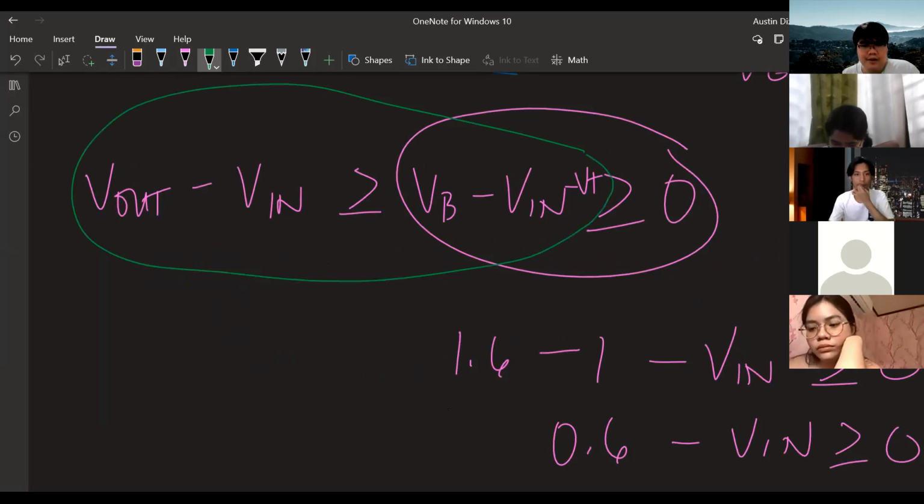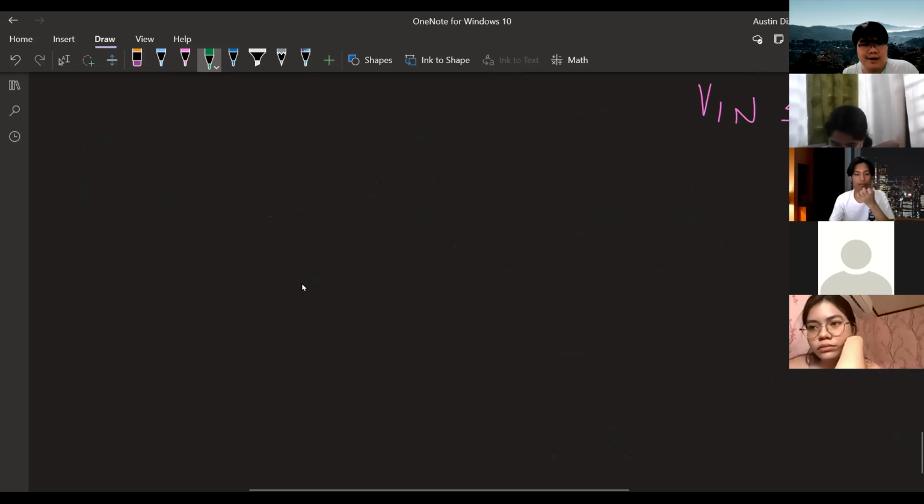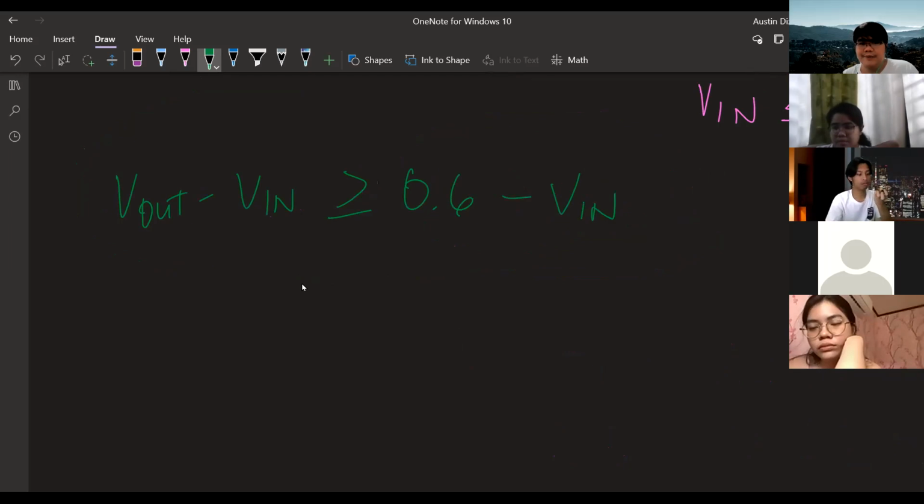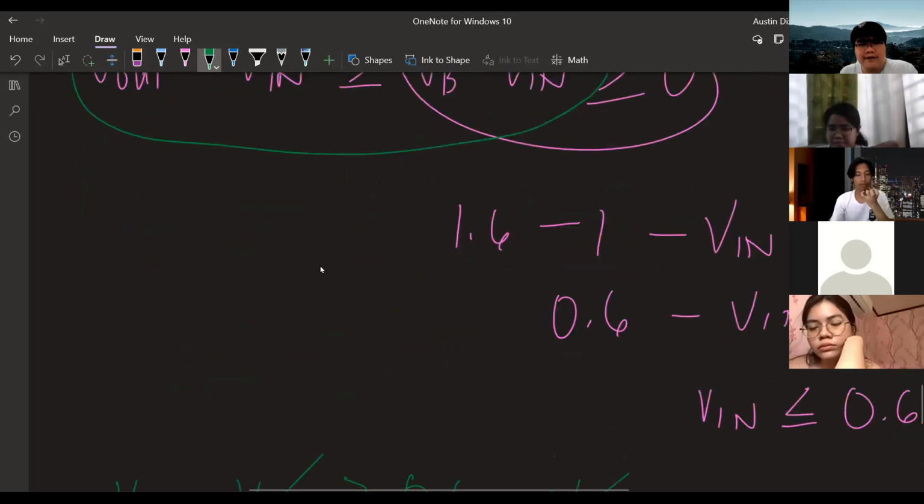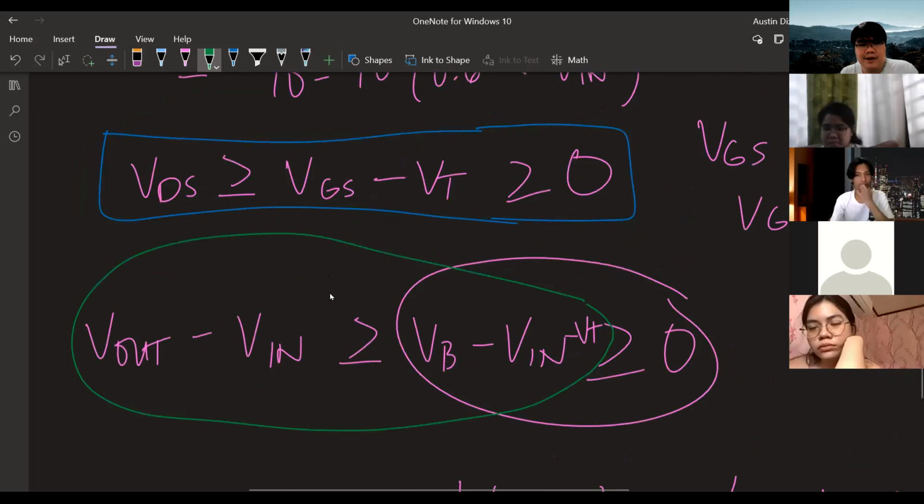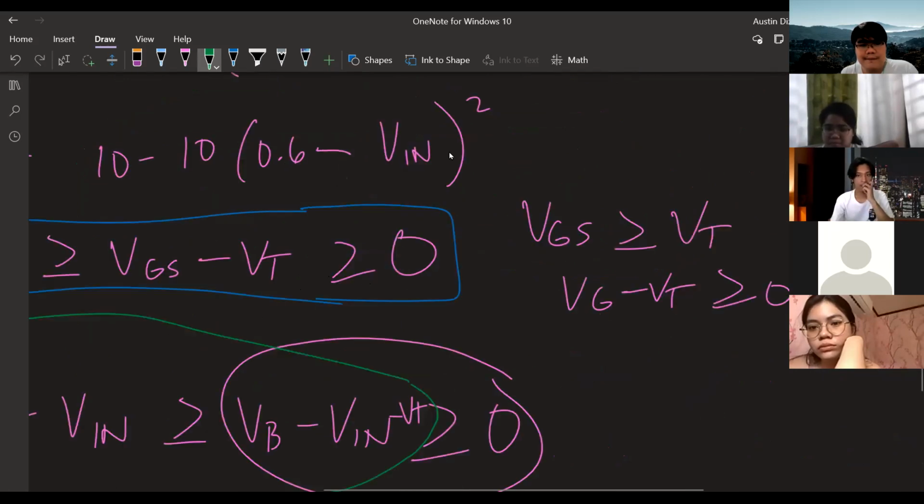Okay. With this, magagamit ko na V out minus V in greater than V B minus, patong na natin. Alam ko naman na 0.6 siya. 0.6 minus V in. Okay, this cancels out. V out must be greater than or equal to 0.6.